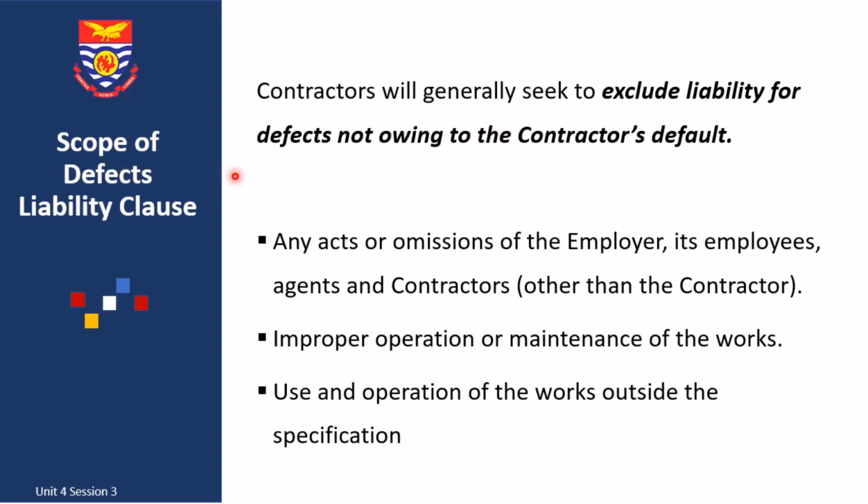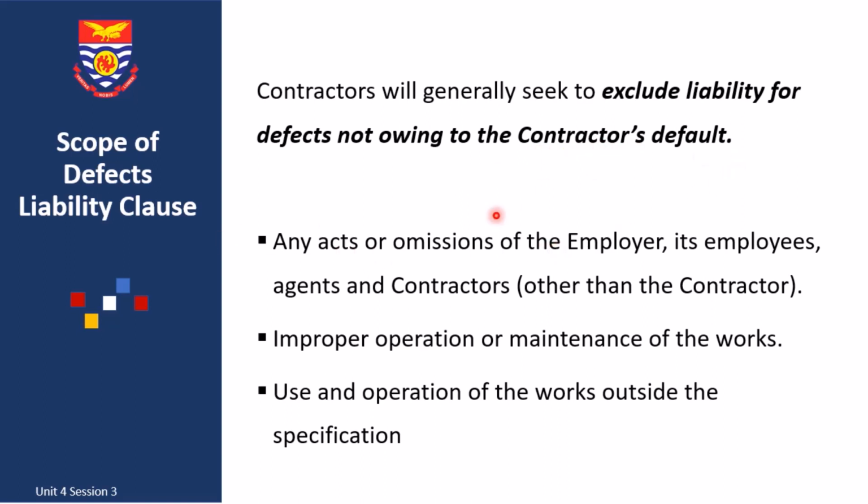Usually the scope of the defect liability clause excludes, first, any acts or omissions of the employer, their employees, agents and contractors other than the contractor. Secondly, improper operation or maintenance of the works, and then use and operation of the works outside the specification. These are situations where the defect liability is usually not applicable, because in this instance it is not the contractor's default or an act of omission.